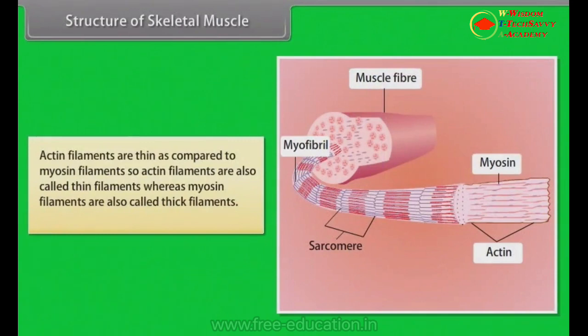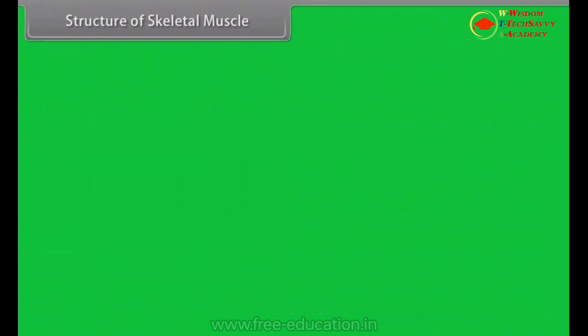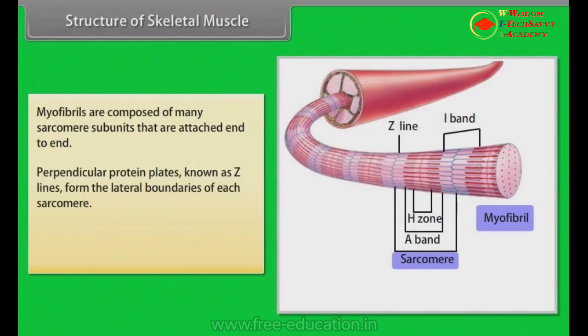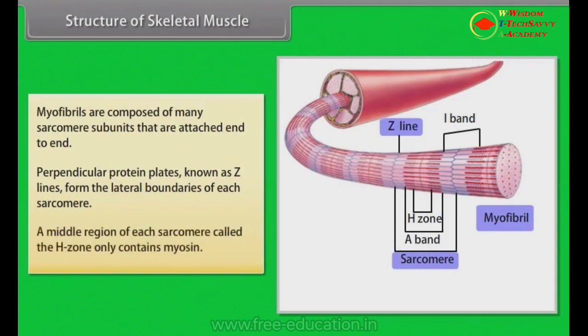Actin filaments are thin compared to myosin filaments, so actin filaments are also called thin filaments, whereas myosin filaments are also called thick filaments. Myofibrils are composed of many sarcomere subunits that are attached end to end. Perpendicular protein plates, known as Z-lines, form the lateral boundaries of each sarcomere. A middle region of each sarcomere, called the H-zone, only contains myosin.